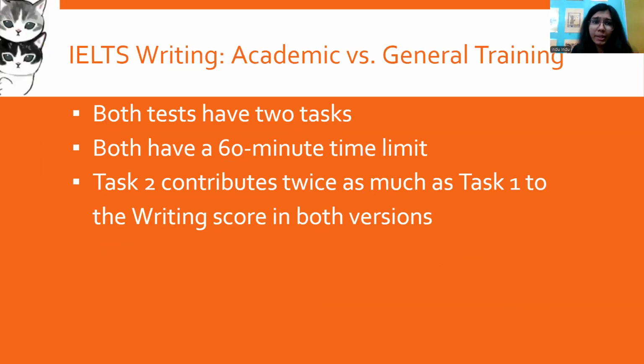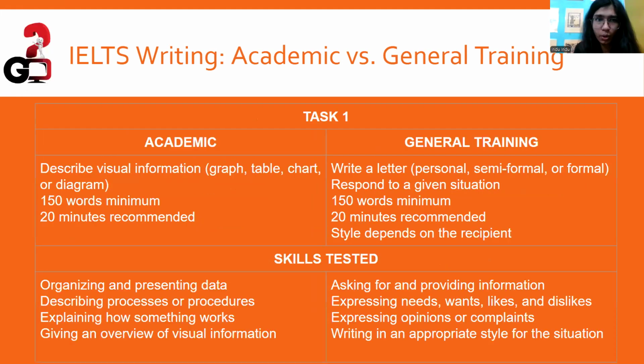So let's begin with the similarities in academic and general training writing sections. All right, so the writing tests consist of 2 tasks that last about 60 minutes, 1 hour. In both versions, task 2 is weighted more heavily, contributing twice as much as task 1 to your overall writing score.